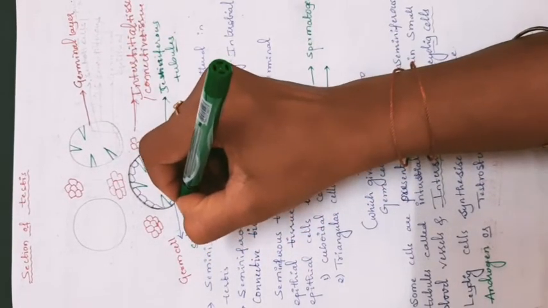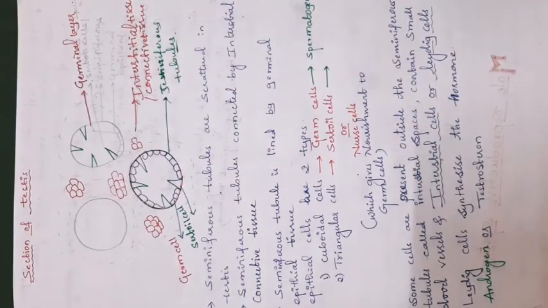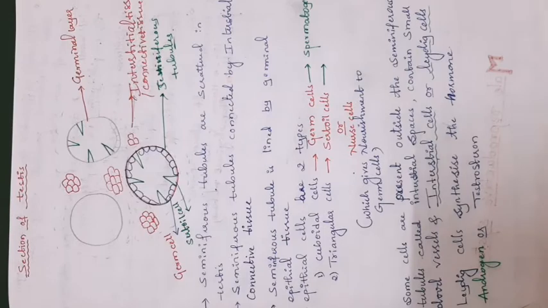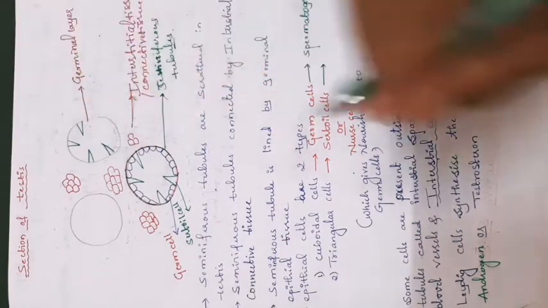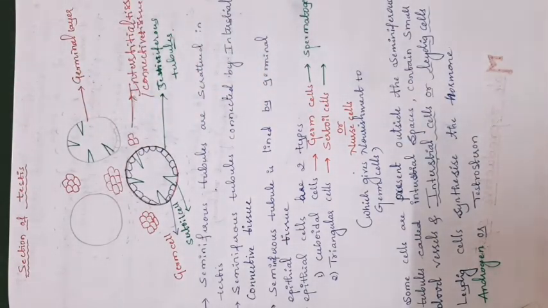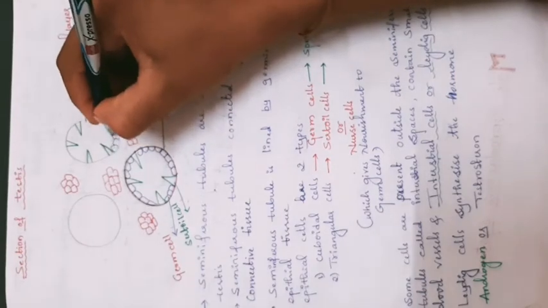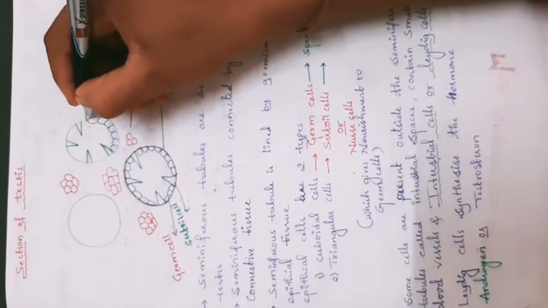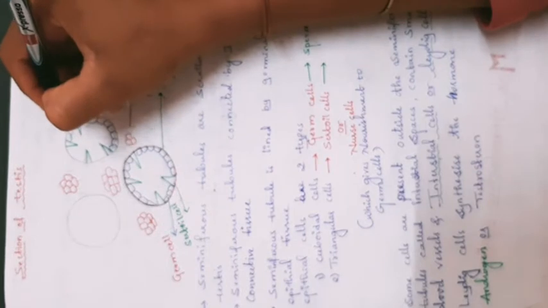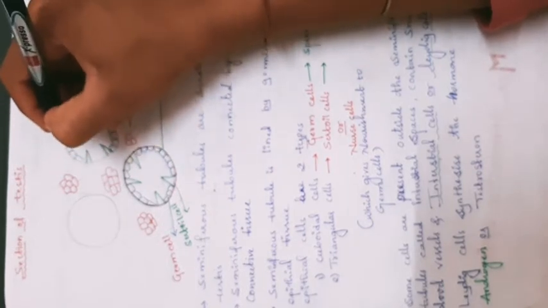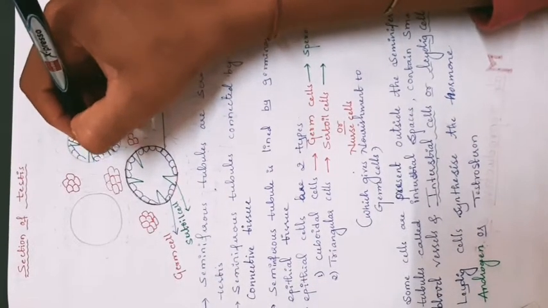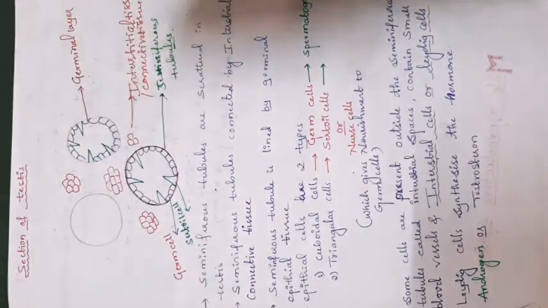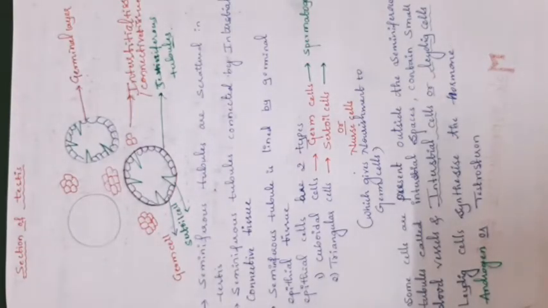Sertoli cells. The Sertoli cells are also called nurse cells. You can see the same structure in all the seminiferous tubules. Okay, let me draw this. Cuboidal cells and triangular shaped cells. Cuboidal cells are called germ cells and triangular shaped cells are called Sertoli cells or nurse cells.